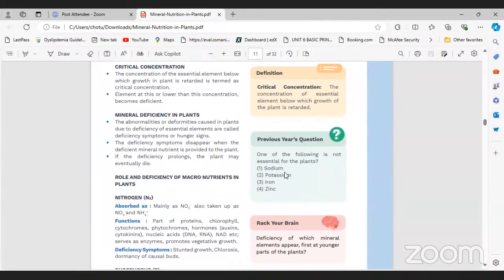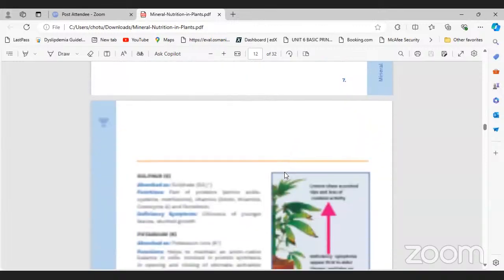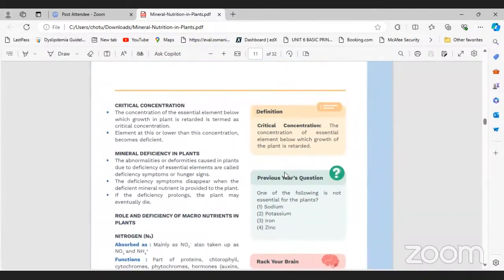Coming to the critical concentration. The concentration of essential elements below which growth in plants is reduced is termed as the critical concentration of the elements.